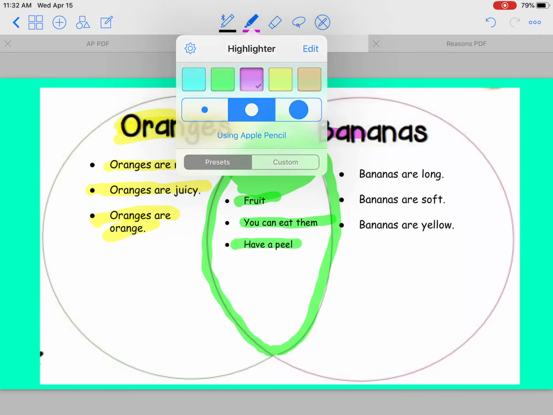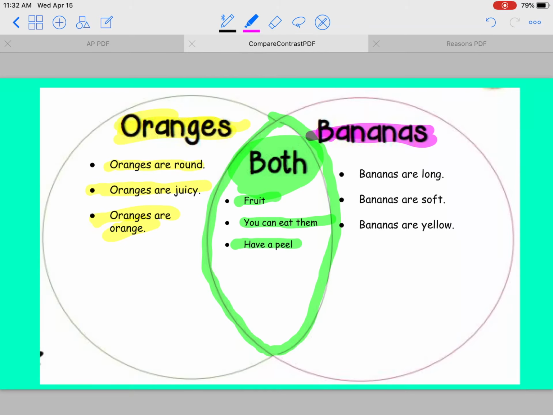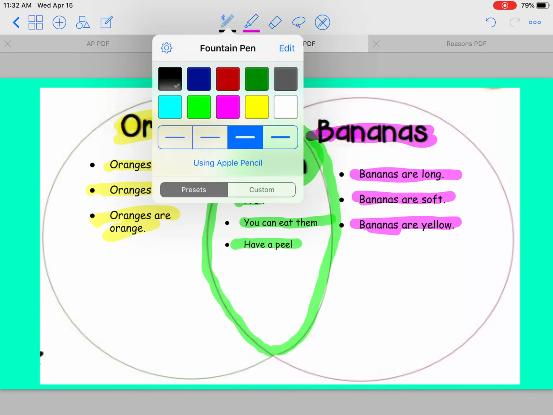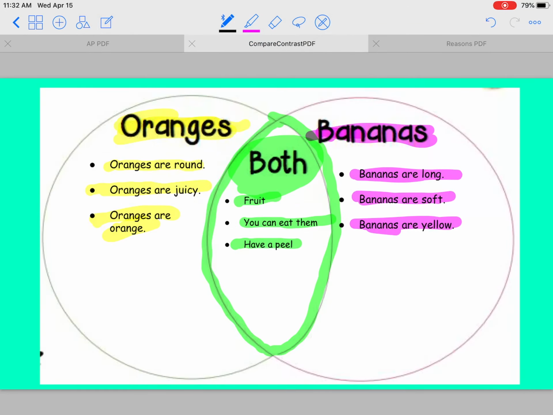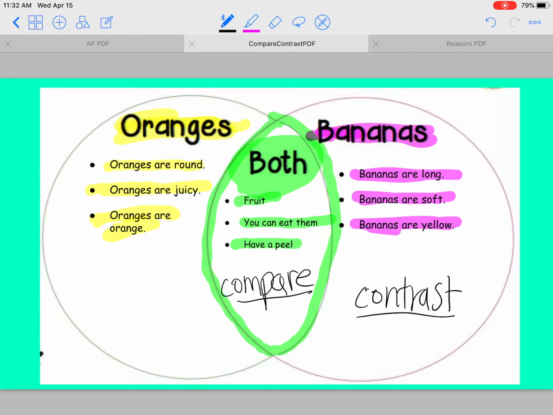All right. Over here, I'm only going to put qualities about bananas. So I know that bananas are long, I know bananas are soft, and I know bananas are yellow. I know all of these are different from this side. So remember, in the middle is where we compare, okay? And on the outside is where we do our contrasting. So you can do this with any 2 objects.